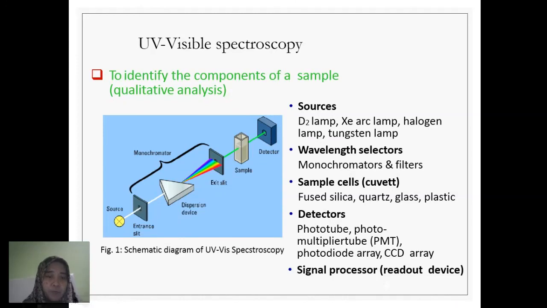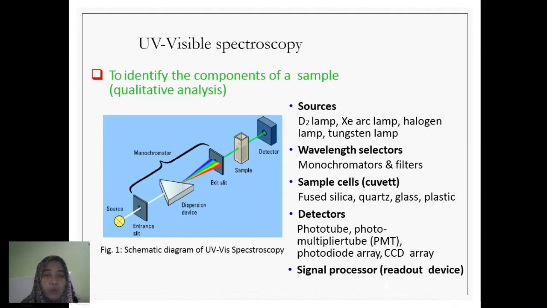Next is the sample container. The sample container we also call a cuvette. The cuvette can be made from silica, quartz, glass, or plastic.